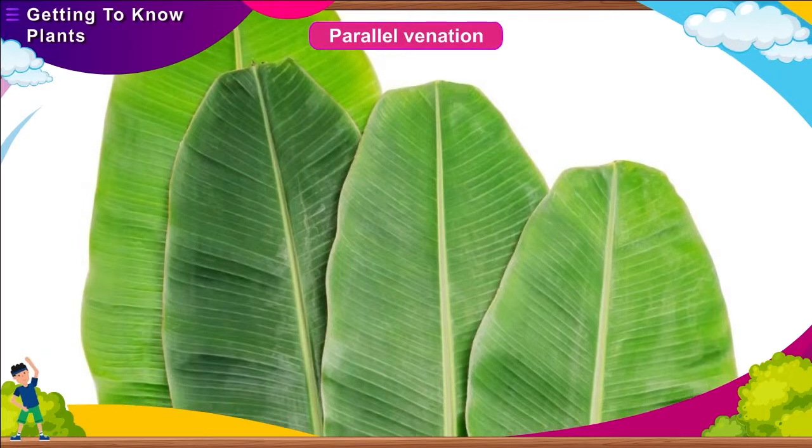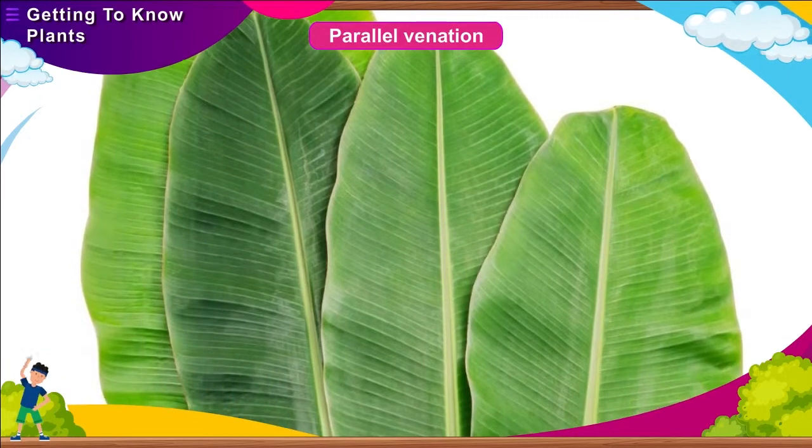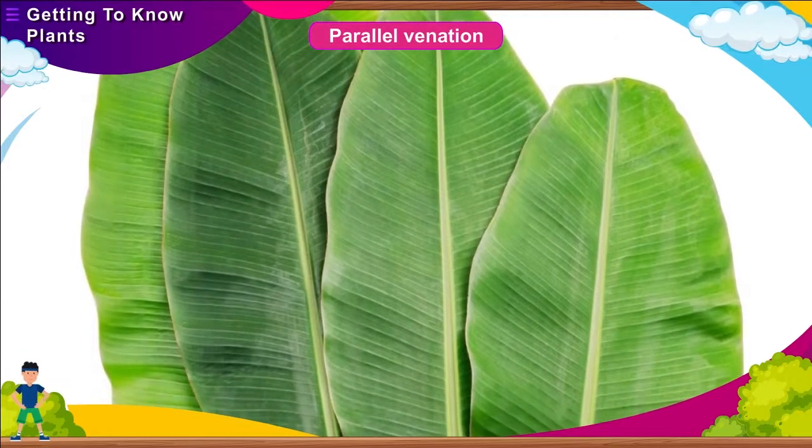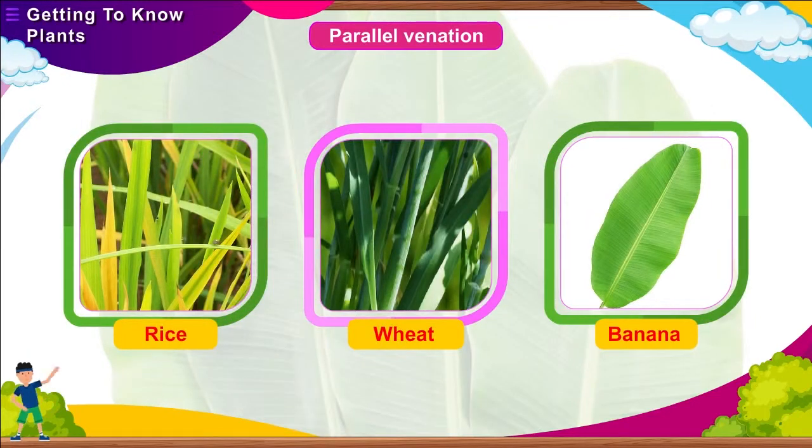Parallel venation. In this type of venation, the midrib is not prominent. All the veins run parallel to each other from one end of the leaf to the other. For example, rice, wheat, banana, and so on.